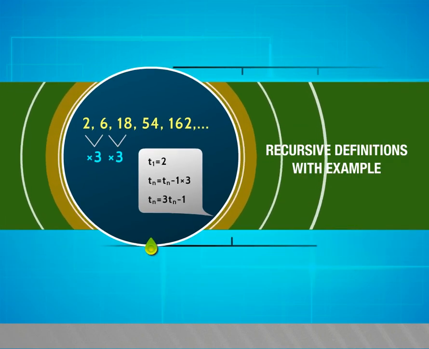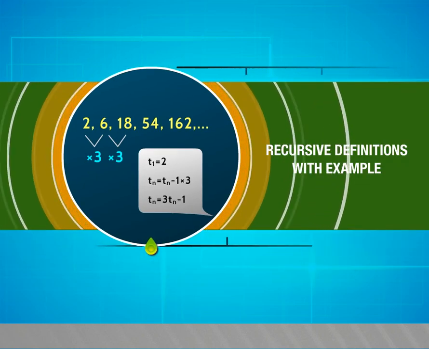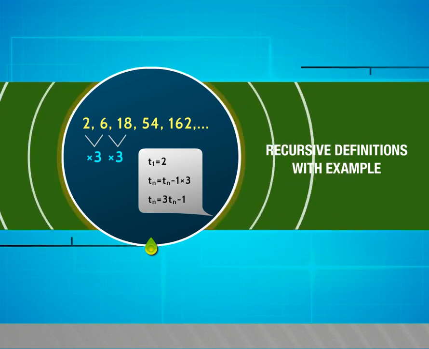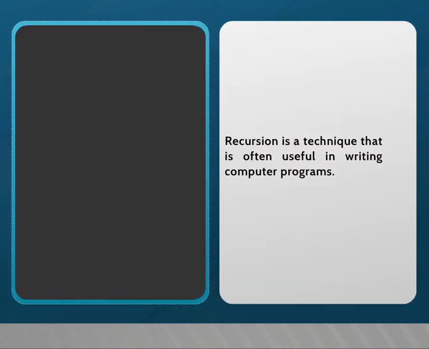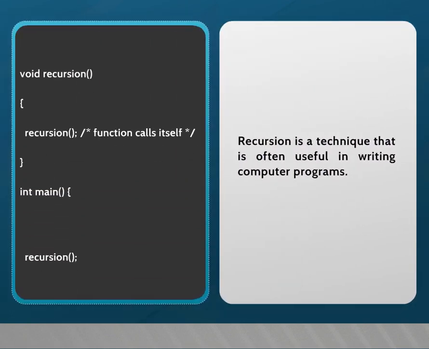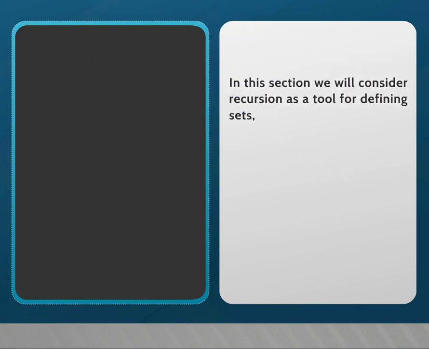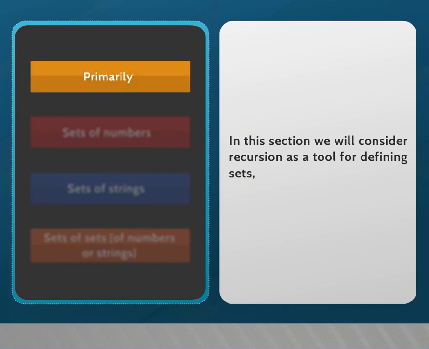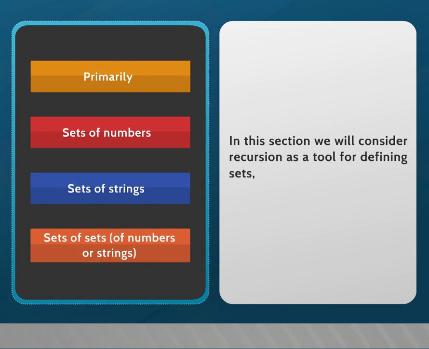Recursive definitions with example. In this video, we are going to see about recursive definitions with example. Recursion is a technique that is often useful in writing computer programs. In this section, we will consider recursion as a tool for defining sets. Primarily, sets of numbers, sets of strings, sets of sets, that is, of numbers or strings.